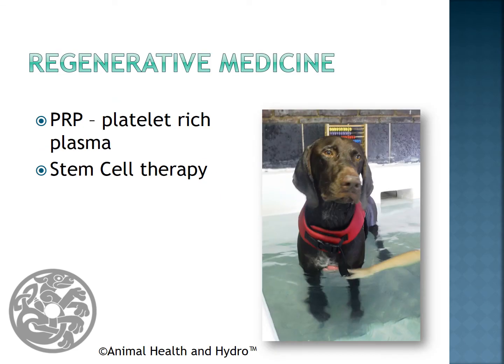Popular at the moment is regenerative medicine. This is presented in the form of platelet-rich plasma therapy, stem cell therapy, or a combination of PRP and stem cell therapy. Preliminary results look favorable for dogs with a partial cranial cruciate ligament tear.